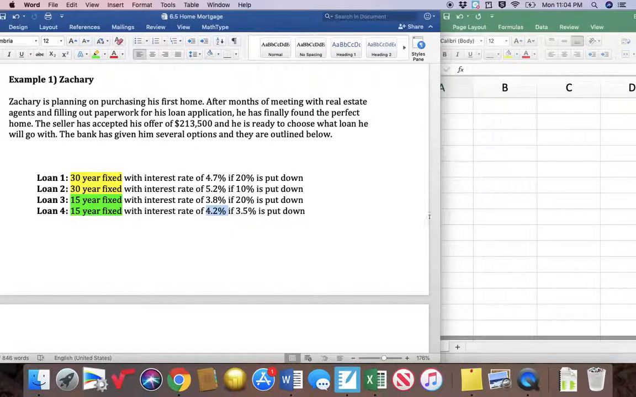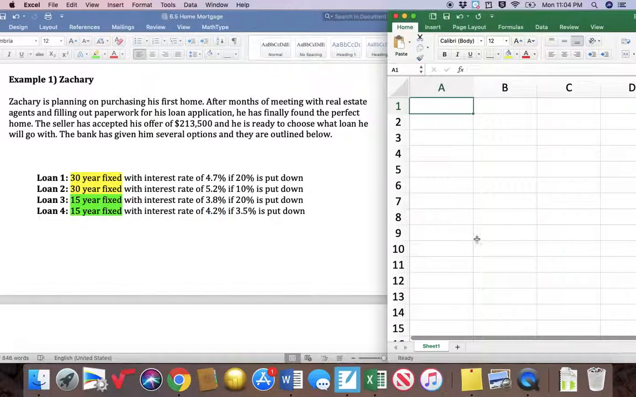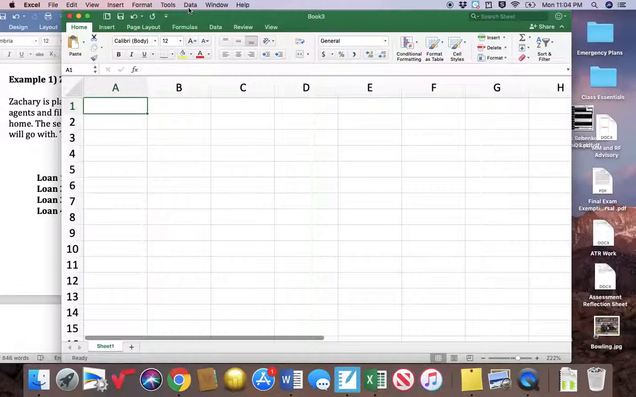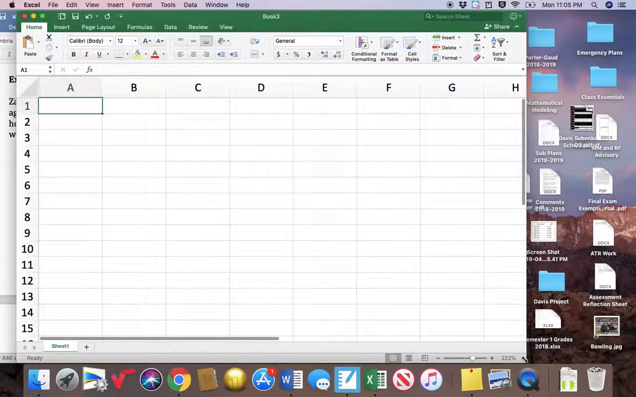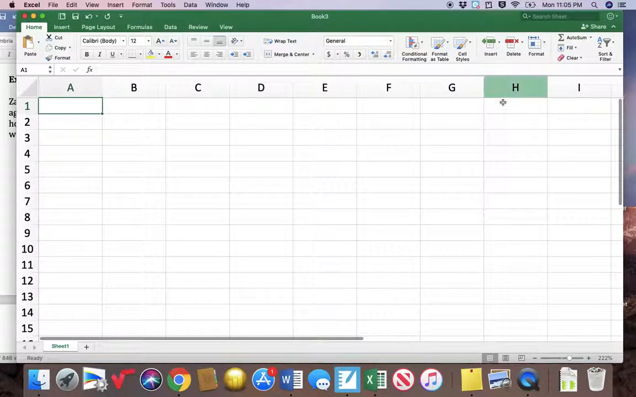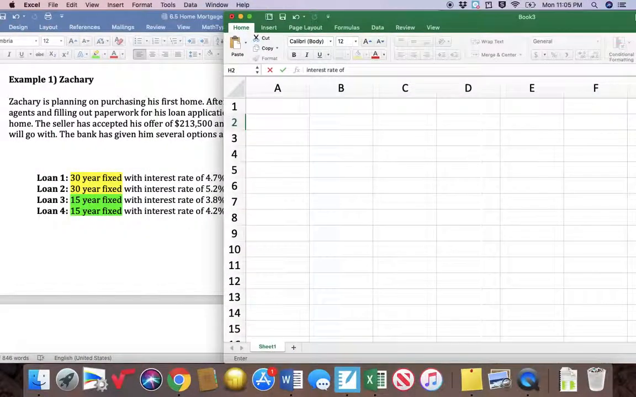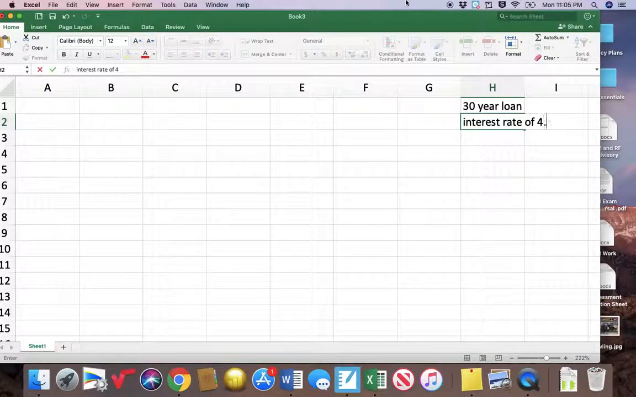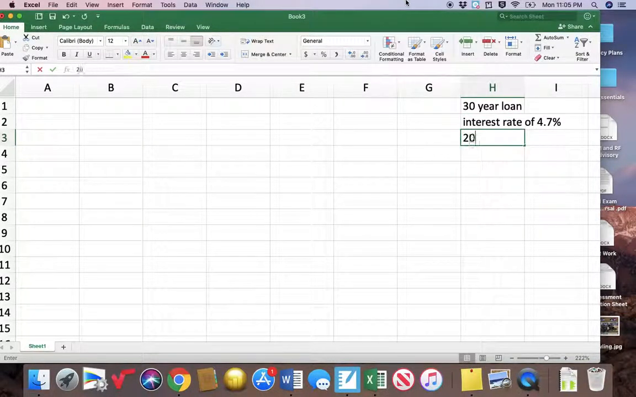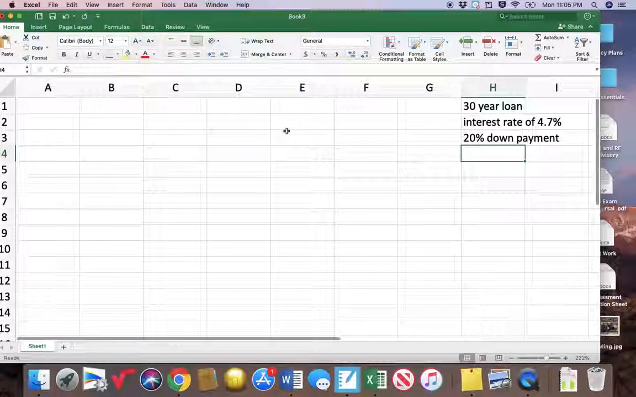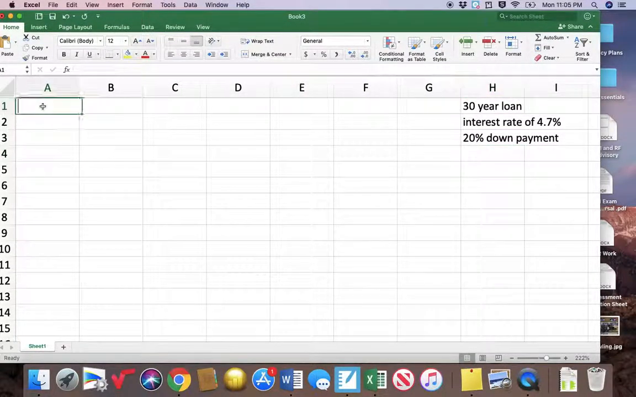So first, I'm just going to do loan 1. In loan 1, maybe let's outline over here. I'm looking at a 30-year loan, an interest rate of 4.7%, 20% down payment. So I'm just outlining what's going on. So I'm going to be making monthly payments on this loan.